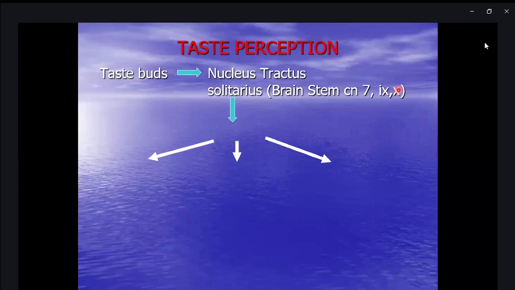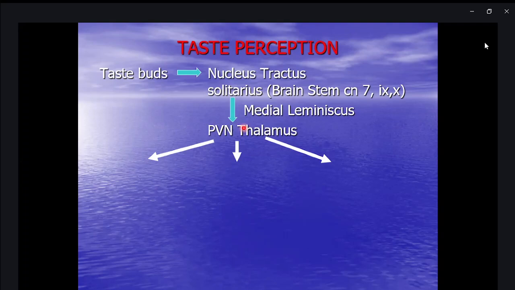And then from the nucleus tractus solitarius, this passes through the medial lemniscus to the posteroventral nucleus of the thalamus. And then from that posteroventral nucleus of the thalamus, we have projection to the somatosensory cortex, the area of the tongue where you have taste, that's mainly in the temporal lobe, and then the amygdala, which is mainly associated with the limbic system, and then the hippocampus.